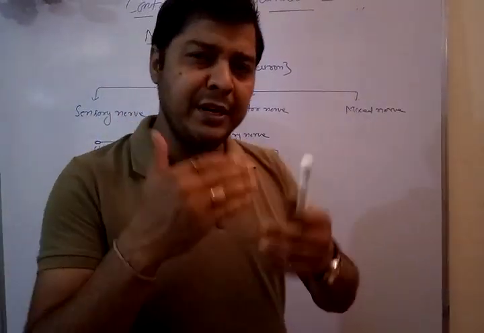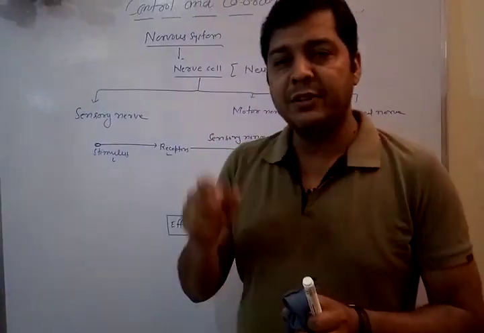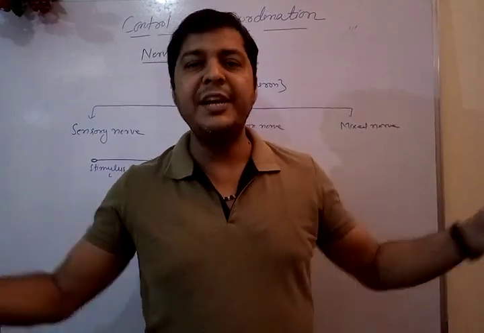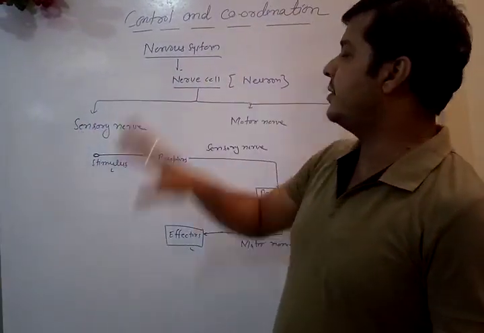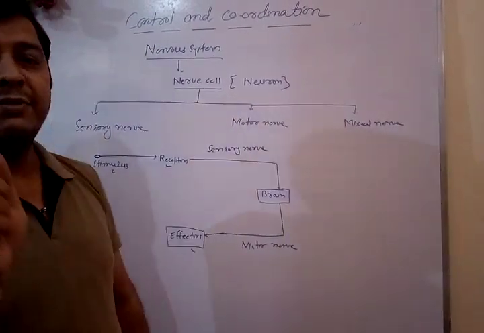So this is about different kinds of nerves. But when these small nerves make a network, they form what? The nervous system in the body. And this nervous system plays a very crucial role.